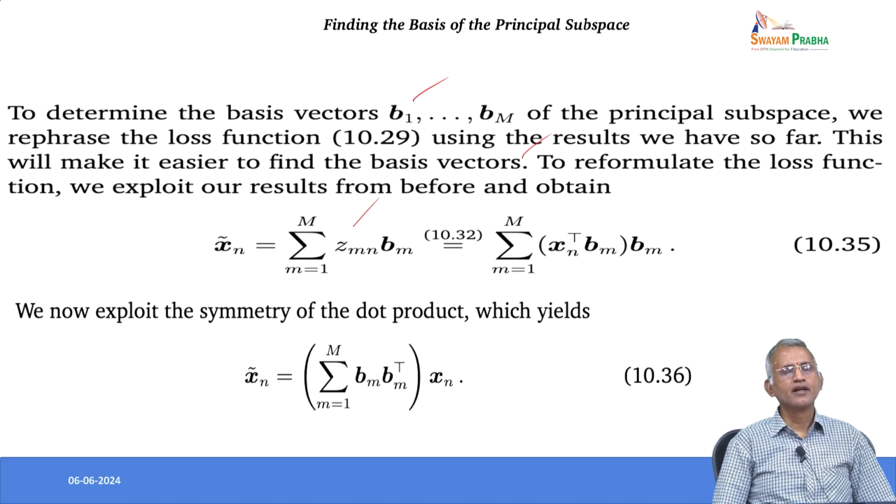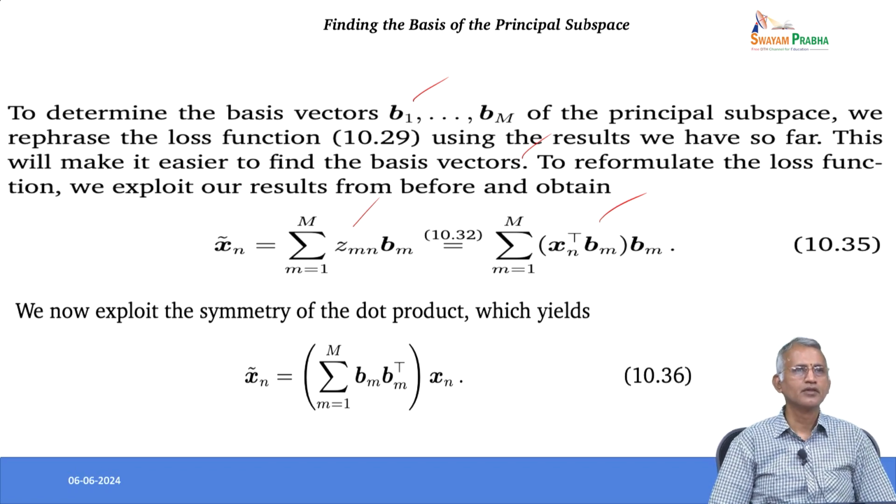As per 10.32, we can write z_mn as x_n transpose b_m, and so the equation reduces to summation m equal to 1 to M x_n transpose b_m into b_m. So, we now exploit the symmetry of the dot product, which yields x_n bar equal to summation m equal to 1 to M b_m into b_m transpose x_n.